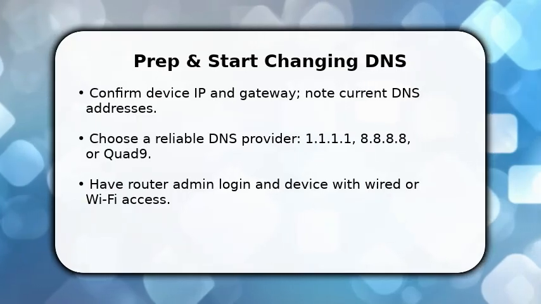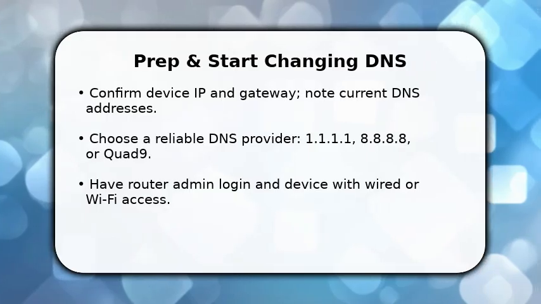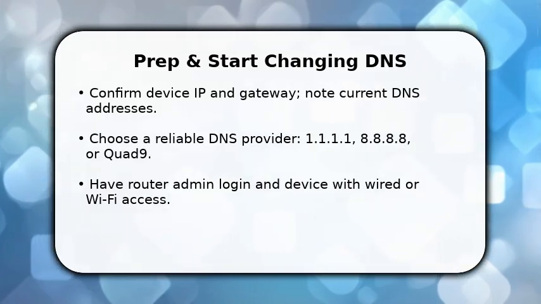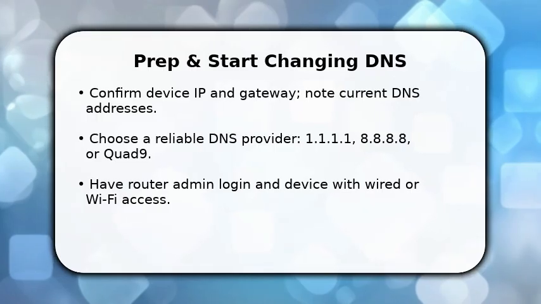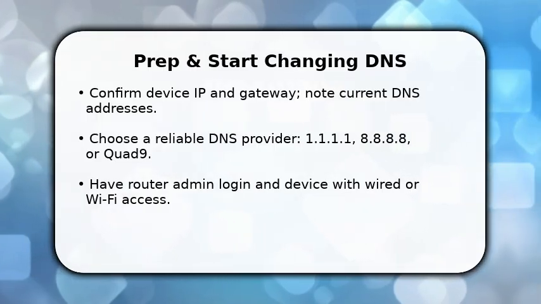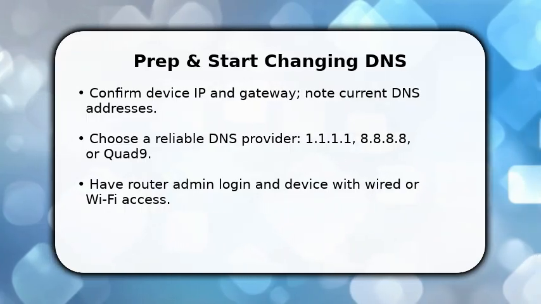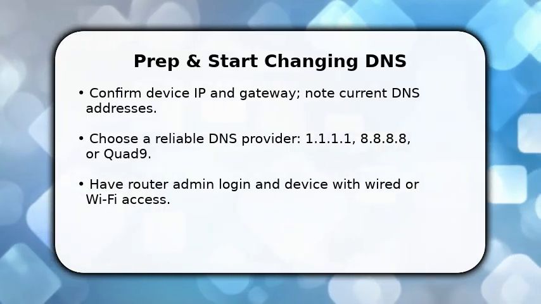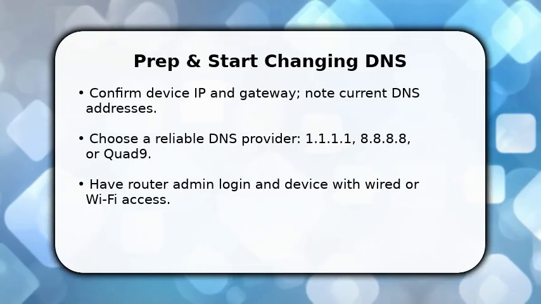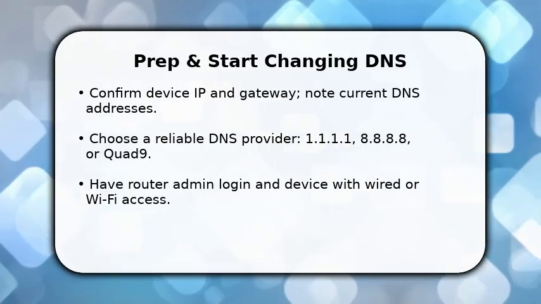You'll begin by grabbing the essential info, your device's IP and the router gateway, then log into the router. Once logged in, locate the DNS settings under WAN or Internet. This is where you'll replace old servers. Make sure to keep a copy of the original DNS values in case you need to revert.